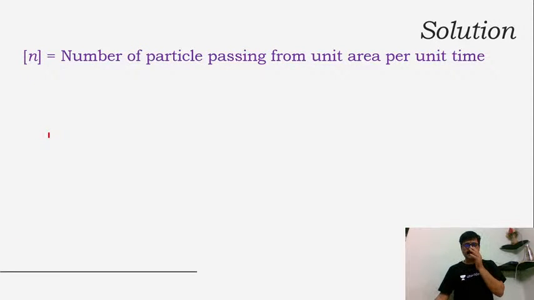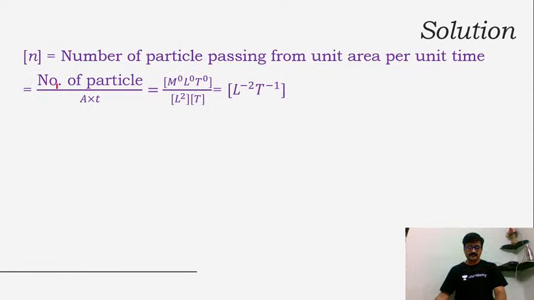Now, as given, I am writing here. Since n is given as what? Number of particles passing through unit area per unit time. Okay. So that is equal to what? Number of particles divided by area into time. Is it not? Number of particles does not have any dimension, so obviously it will be M^0 L^0 T^0. Then area has dimension of L square. Then time is capital T here. So accordingly I will get this as L raised to minus 2, T raised to minus 1.